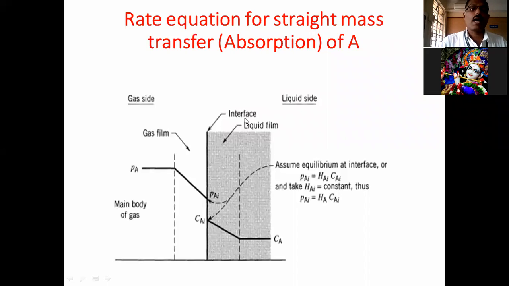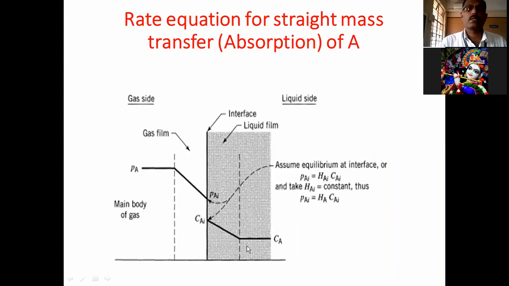So at the interface, these measured values, PAi and CAi, are not equal. They are related by Henry's law, and both are in equilibrium. That is PAi equals HA into CAi. It means PAi is not equal to CAi, but PAi equals HA into CAi. By Henry's law, these are in equilibrium with each other. So PAi equals HA into CAi, assuming equilibrium at the interface. H is the constant. And here A enters the liquid.